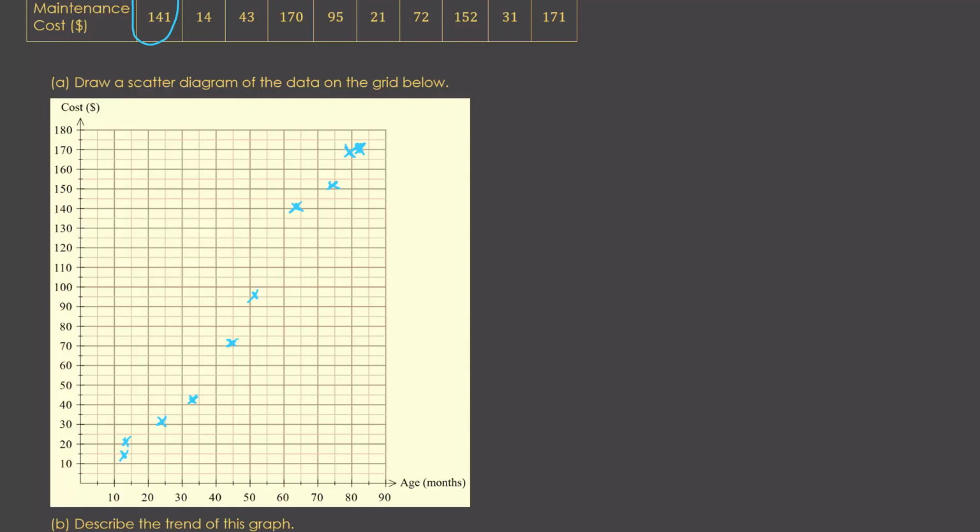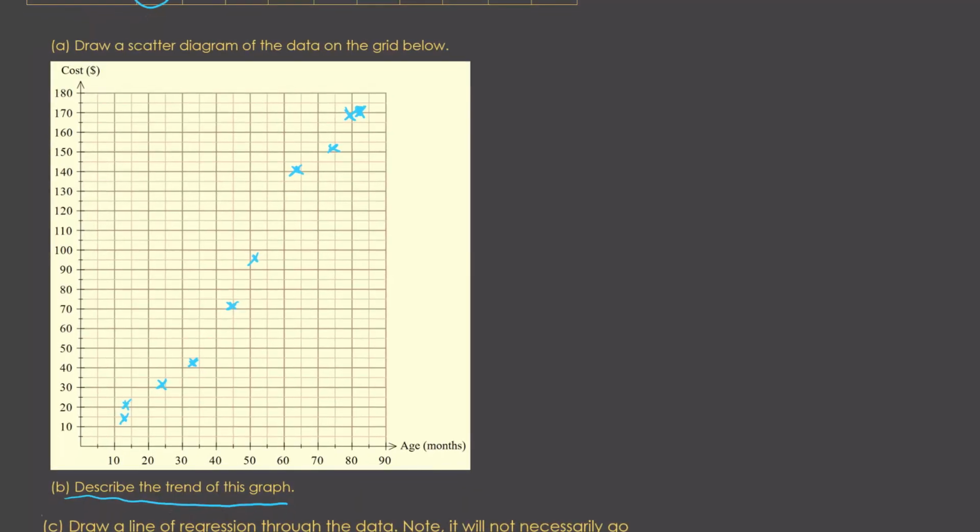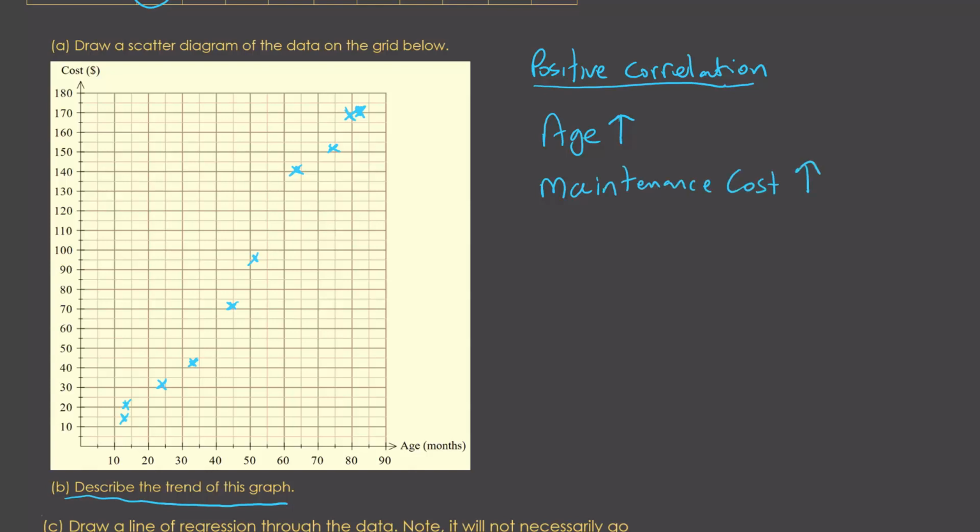We're asked to describe the trend of the graph. So it has a positive correlation. And in terms of the variables, that means as the age increases, the maintenance cost also increases.